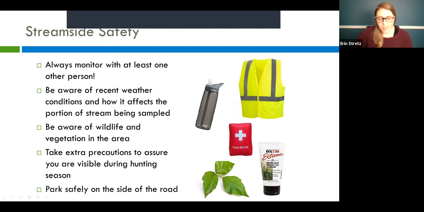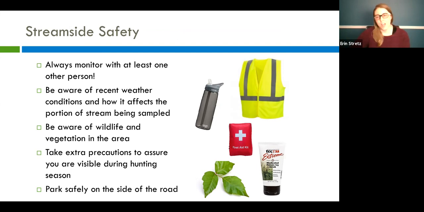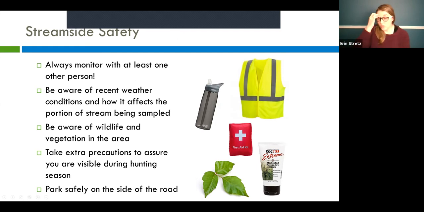And I believe Debbie talked about this yesterday, but it's always good to talk about streamside safety more than once. So you always want to monitor with at least one other person. And like we are doing today, checking weather ahead of time to make sure that the stream is not flowing way too high or too fast is really helpful just to fit everything into your schedule. And of course, it's important to be aware of vegetation in the area. If you see poison ivy, don't go rolling around in it.